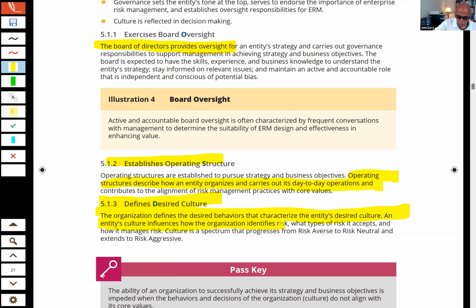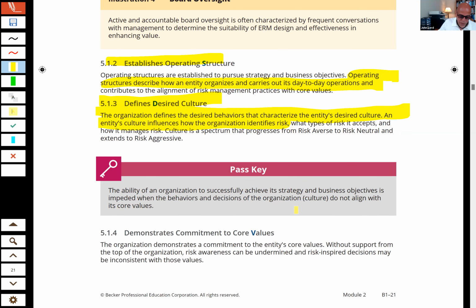influence how the entity identifies risk and then whether it's going to accept those risks, et cetera. So that comes from culture. Okay. We need to demonstrate commitment to 4 core values. Okay. And you know, that's got to come from the top. Okay, that has to come from the very top of the organization.